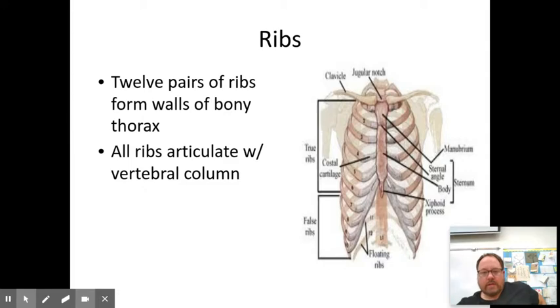Okay. Let's see. So that covers the vertebral column and rib cage. So make sure to summarize your notes. And if you have any questions, let me know.